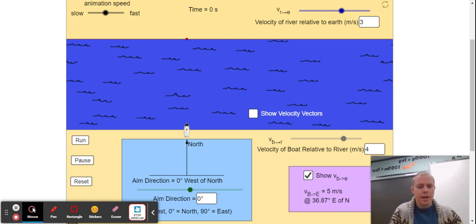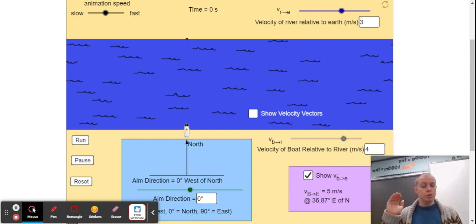All right, hello everybody. As I mentioned, I'm gonna talk to you a little bit about relative motion today because it is one of the trickier concepts, I think, for you in physics. So, relative motion is a term where you have something moving on something else that is moving, right?